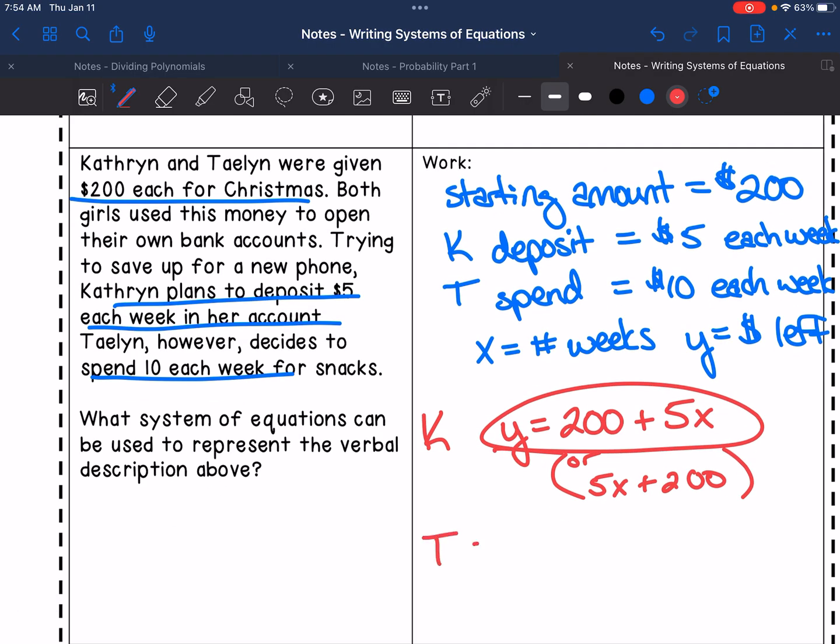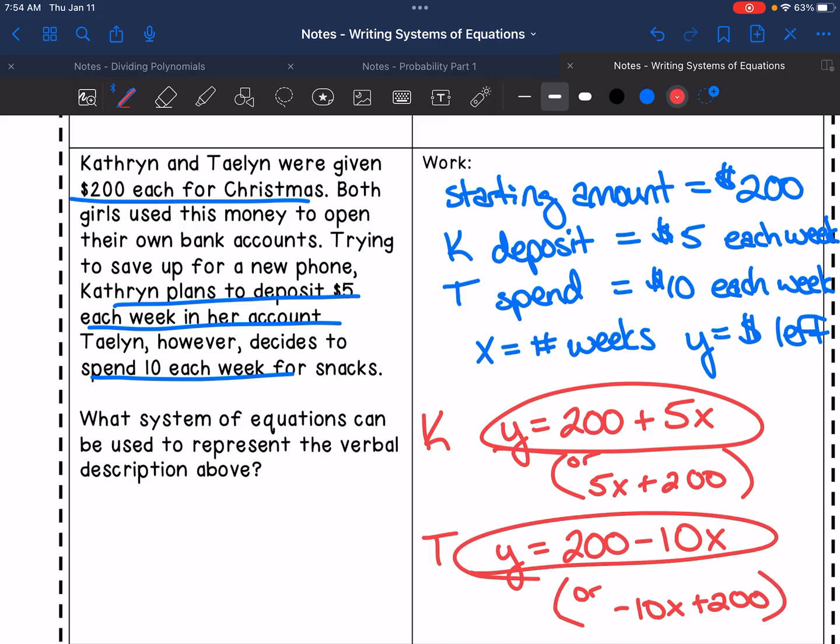For Talon, to find how much money she has left, she's starting with 200, and then she's taking away $10 every week. So we could write 200 minus 10x, or if you put this in slope-intercept form, negative 10x plus 200. Once again, it means the same thing as long as the signs are where they're supposed to be. And then you have the two equations for Catherine and Talon. So these could technically be used to figure out how much money they have in a future number of weeks, things like that. All right, and then that's it.